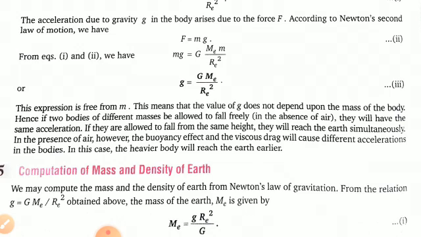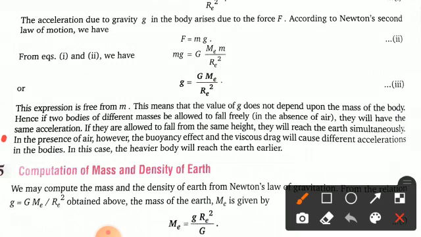As you can see here, the mass of the other body is not given here. So this equation is totally independent of mass. This means that the value of g does not depend upon the mass of the body. Hence, if two bodies of different masses are allowed to fall freely, they will have the same acceleration. And if they are allowed to fall from the same height, they will reach the earth simultaneously in the presence of air.